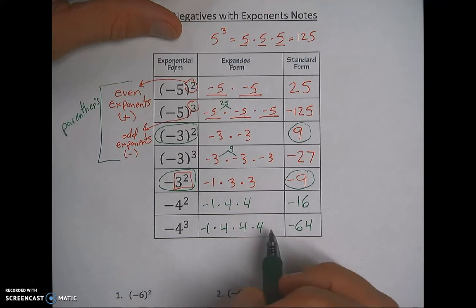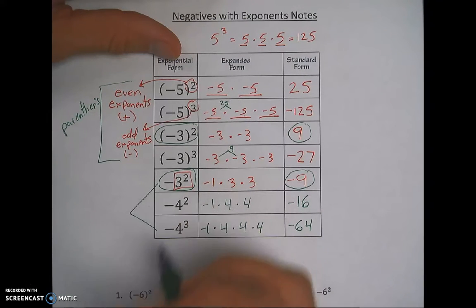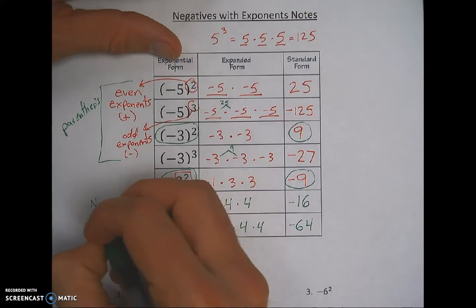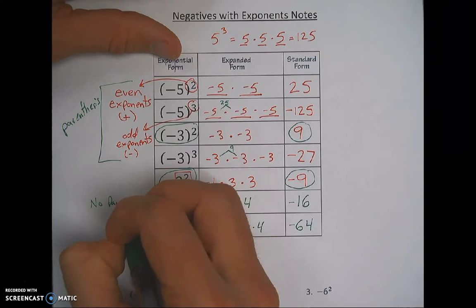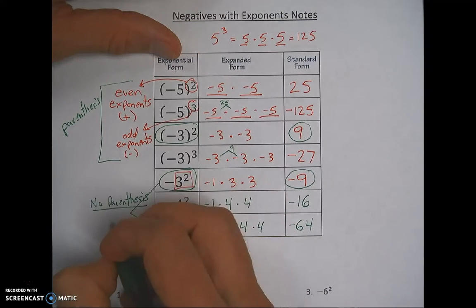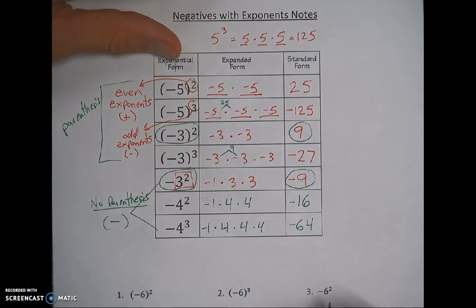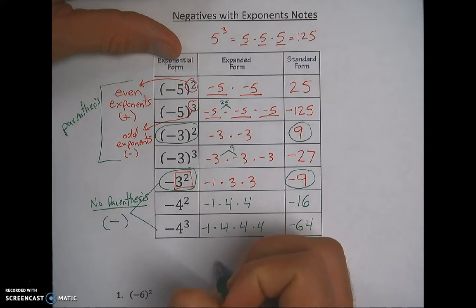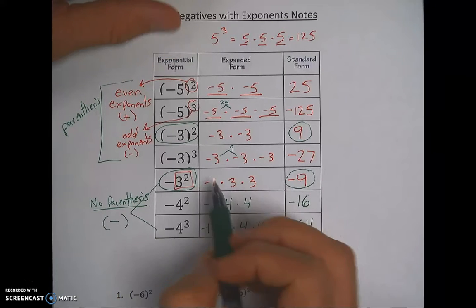So we had an even exponent, get a negative. We had an odd exponent, get a negative. If there are no parentheses, it is a negative answer, because the negative is just going to hang out in front and always create a negative answer.